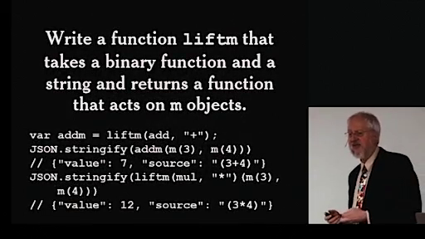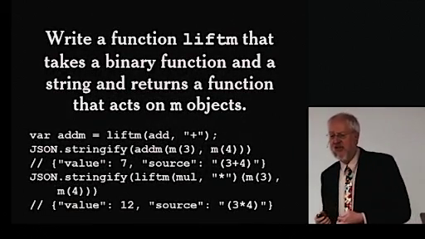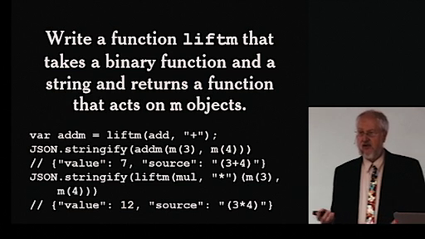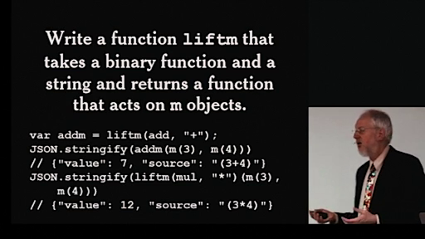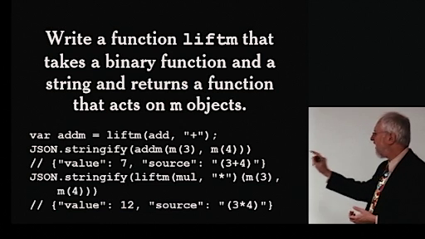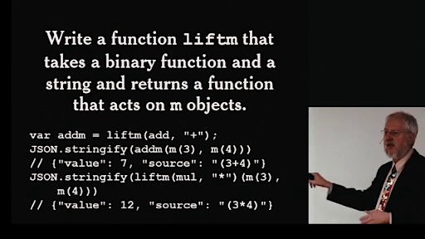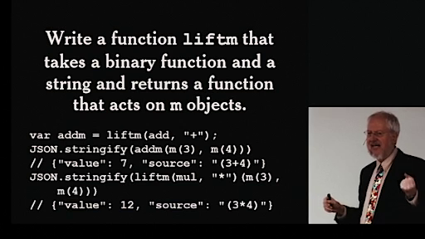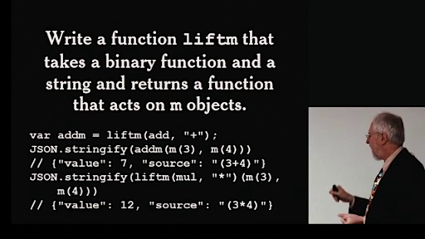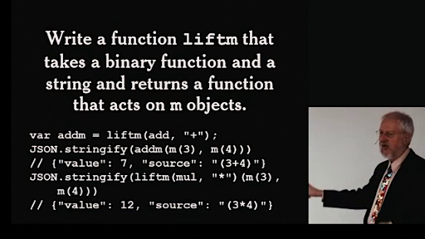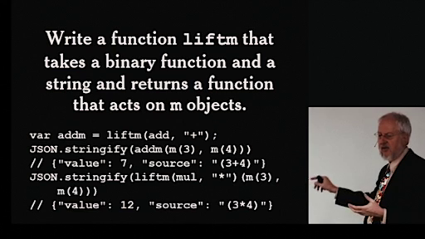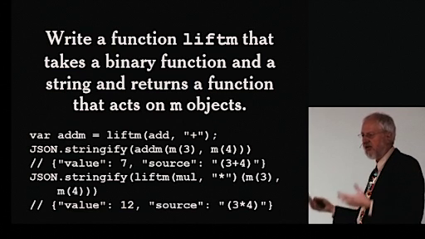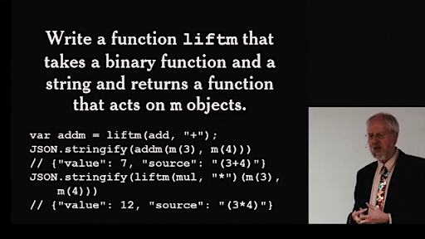Write a function liftM that takes a binary function and a string and returns a function that acts on M objects. So we've done this before, right? If we pass the add function to liftM and also the plus string, it will make a function that works exactly like addM. And we can do the same thing passing multiply and asterisk or any binary function. So this will help us to automate the process of building this system of journaling arithmetic.